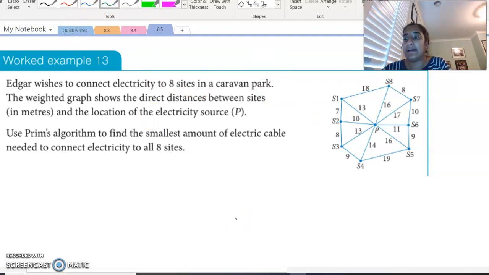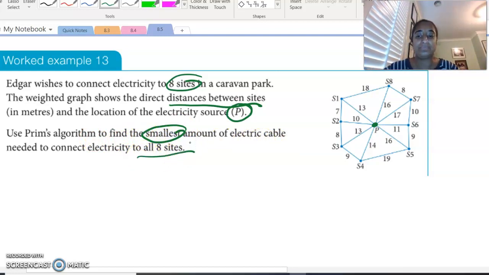So we've got Edgar here. He wishes to connect electricity to 8 sites in a caravan park. The weighted graph shows the distances between each site and the location of the electricity source, P. So we can see that if P is our electricity source, all of them are coming off of that. We want to use Prim's algorithm, so those steps that we just went through, to find the smallest amount of electric cable that might be needed to connect all 8 of these sites.